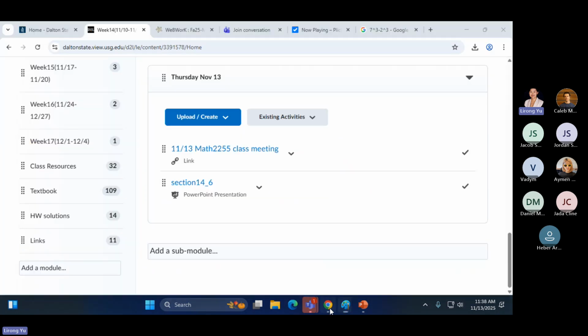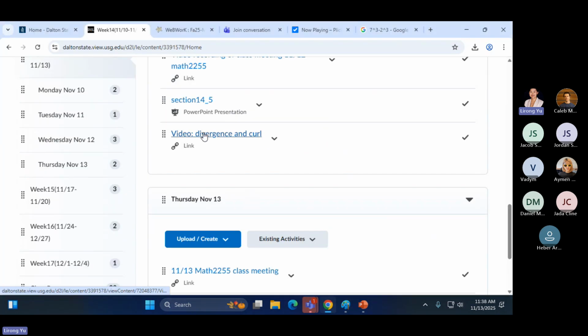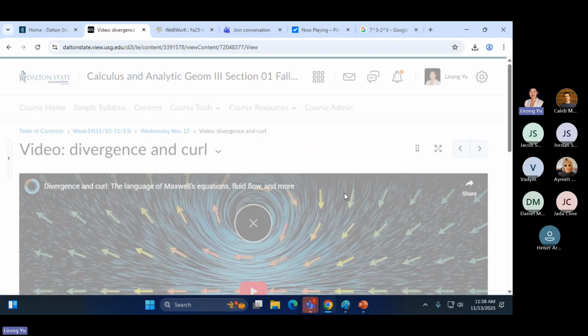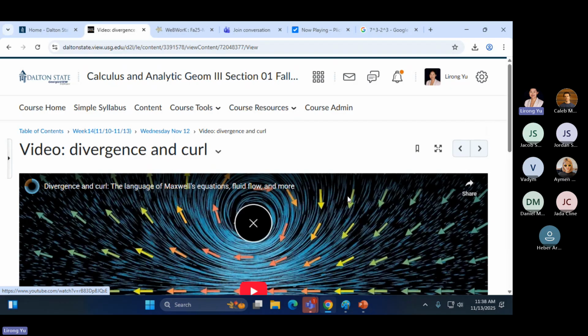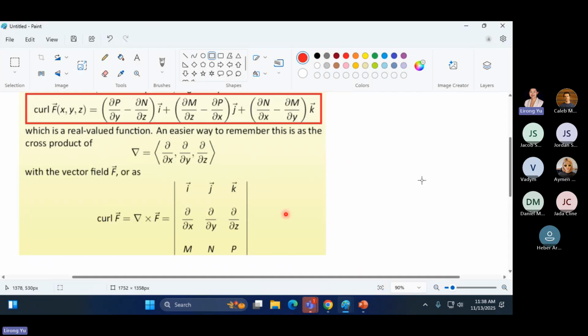If you want to understand curl, yesterday we went over this video, which explains the concept of a vector field. You can calculate divergence, you can calculate curl. It shows what they represent and what they mean, and it also has visual presentations, so feel free to watch that to understand this a little bit better. But let's just look at the calculation.